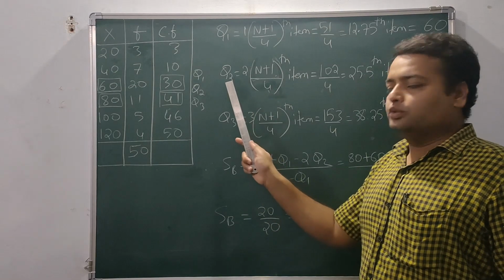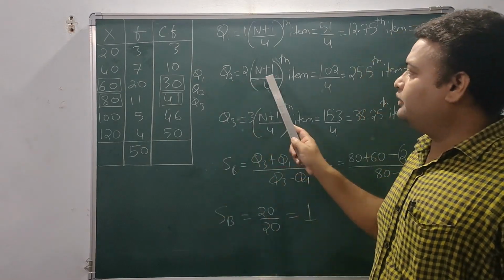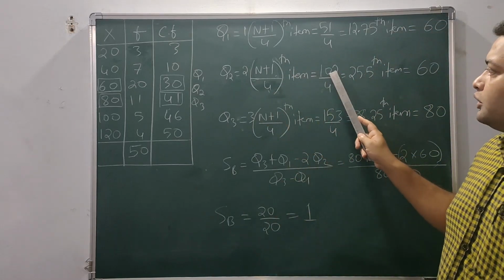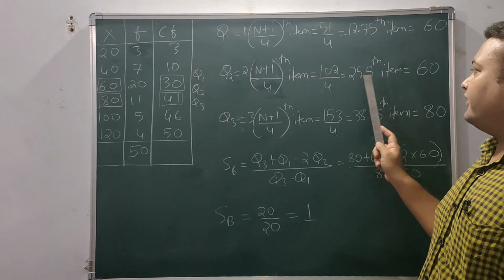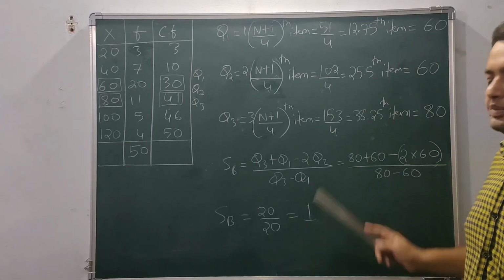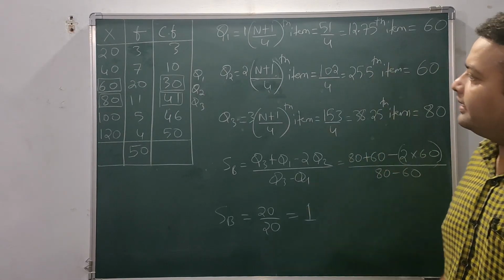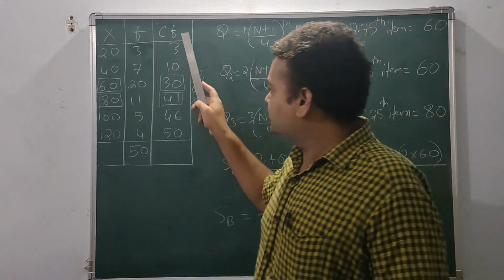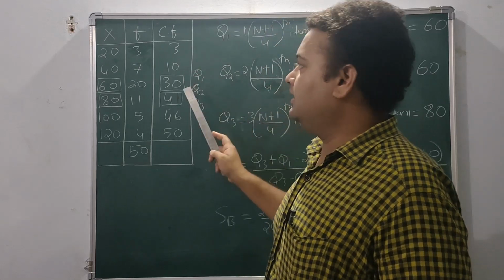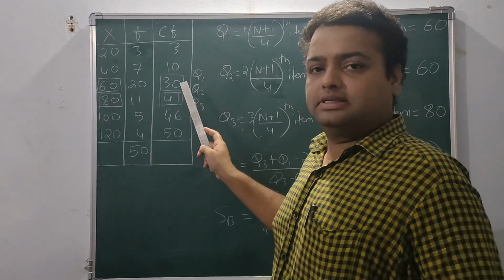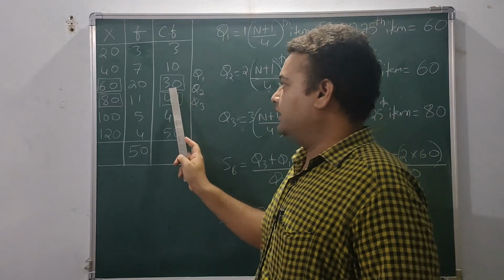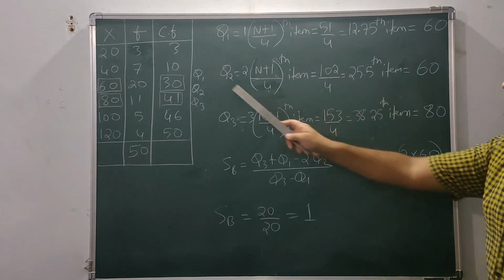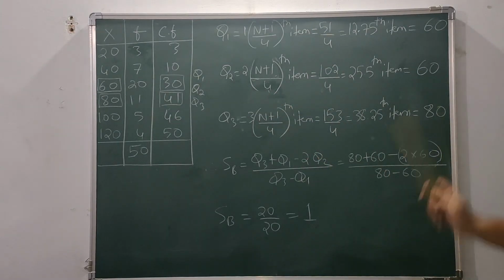Similarly, Q2 is equal to 2 into (n plus 1) by 4th value, which is 102 by 4, that is the 25.5th value. So we have to spot this 25.5 in the cumulative frequency column. There is no 25.5 here, but the number just greater than 25.5 is 30. So the x value corresponding to it is 60. Therefore the Q2 value is 60.